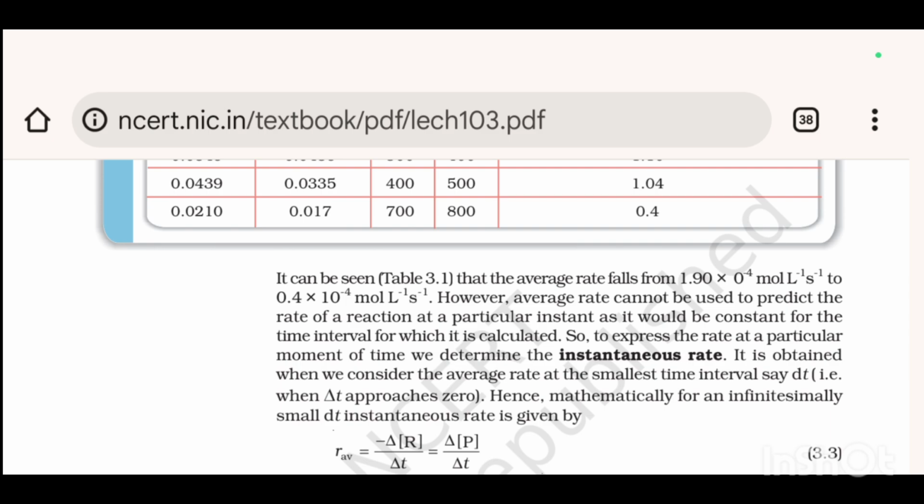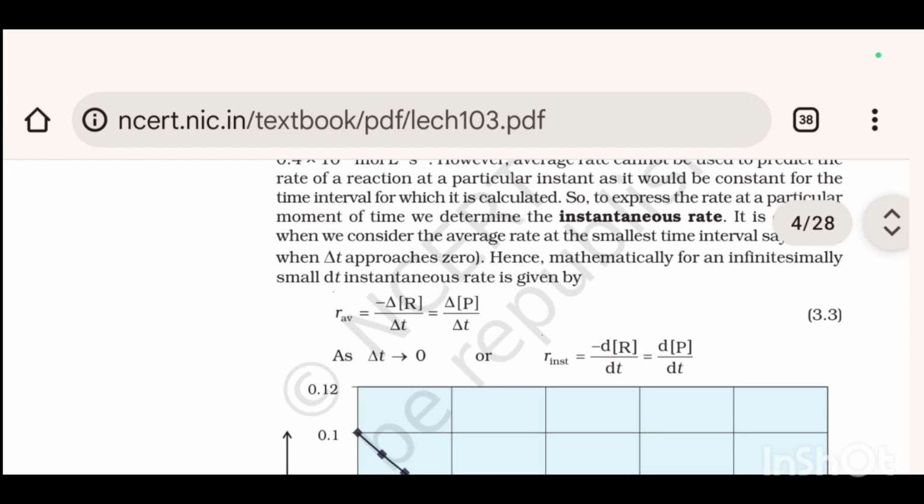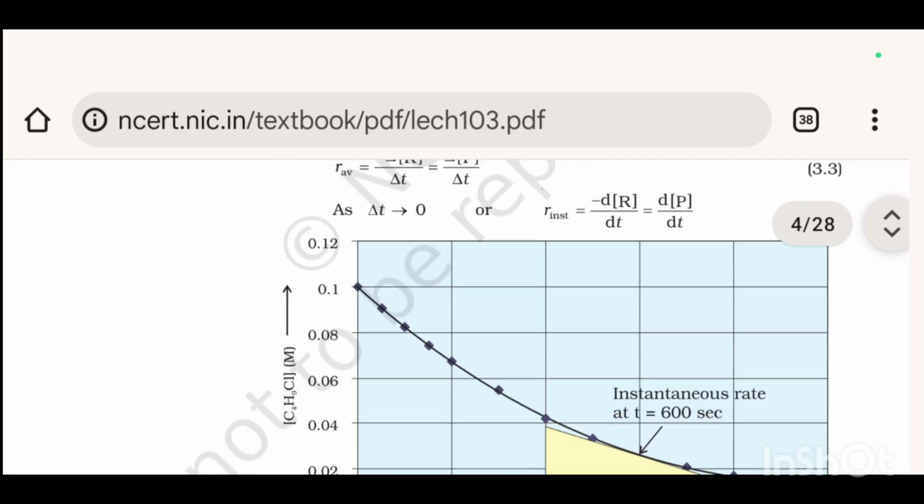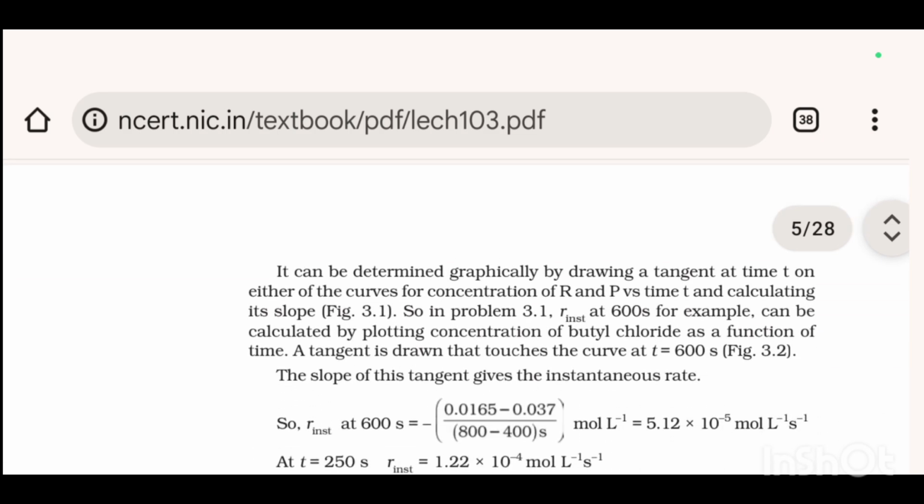Hence, mathematically, for an infinitesimally small dt, instantaneous rate is given by r average equals minus delta R upon delta t equals delta P upon delta t as delta t tends to 0, or r instantaneous equals minus dR/dt, or dP/dt. It can be determined graphically by drawing a tangent at time t on either of the curves for concentration of R and P versus time t and calculating its slope.